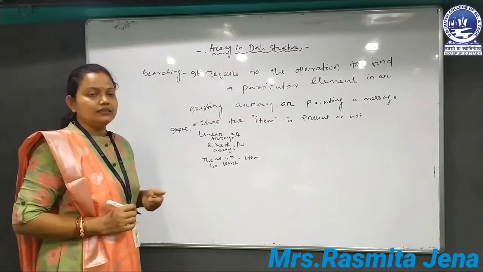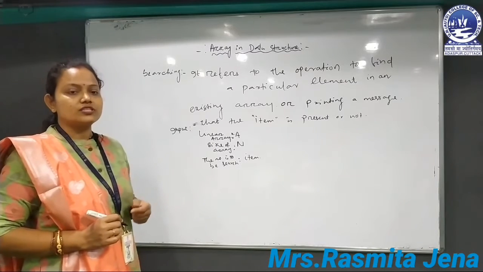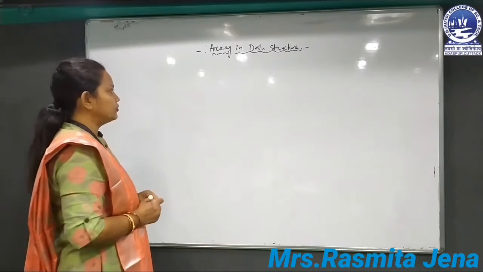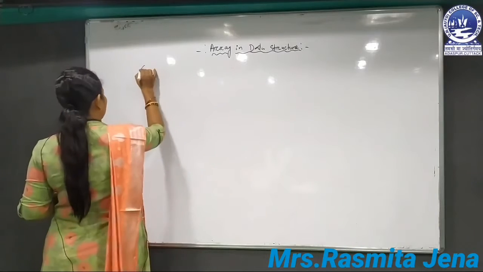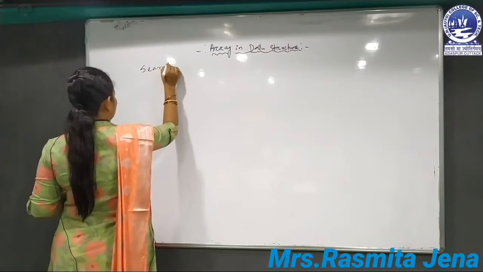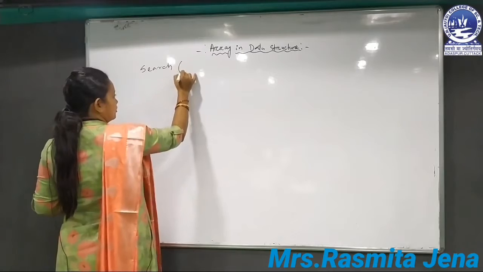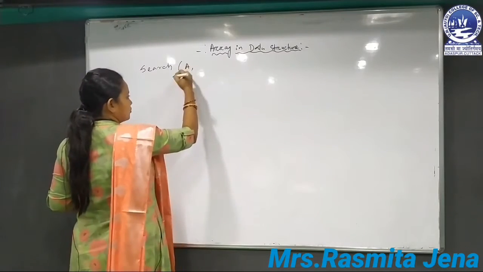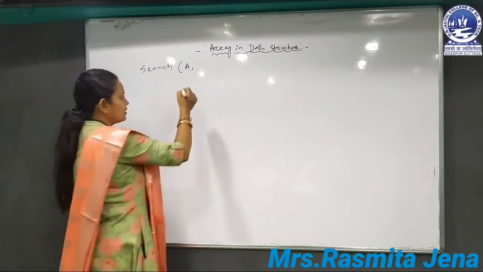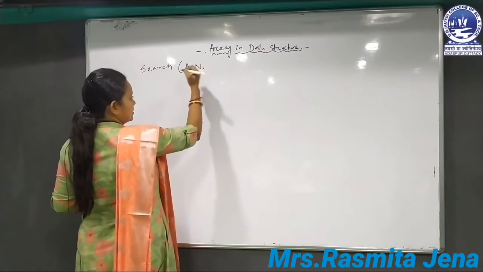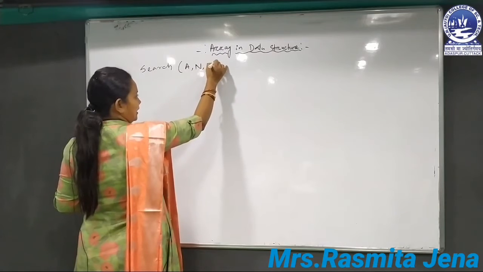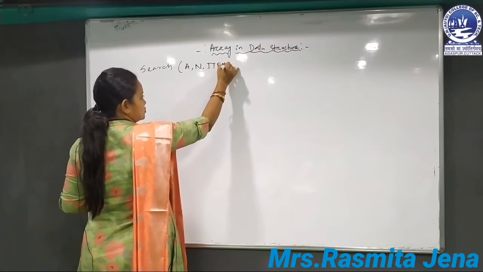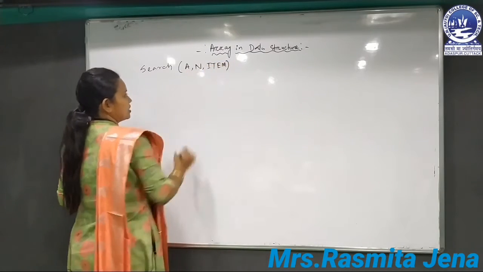Next we will see the algorithm for searching a particular element. To search an element in an array, suppose the name of the algorithm is search, and the input required for searching is the linear array, suppose represented as A, then the size of the array, then the item to be searched, that is stored in the variable, suppose item.